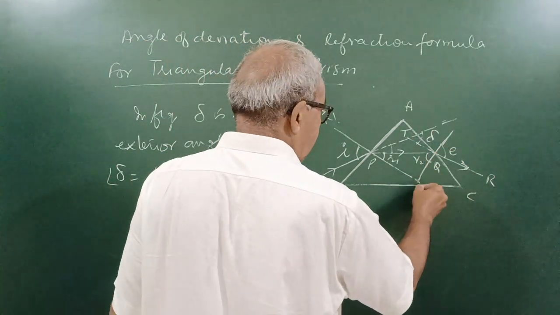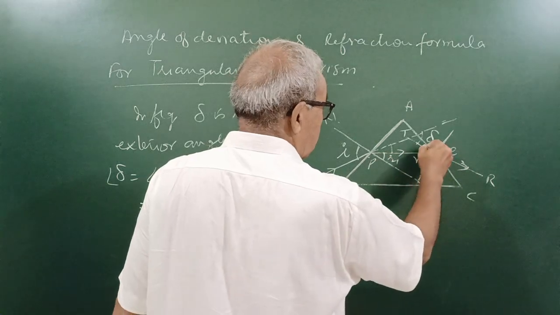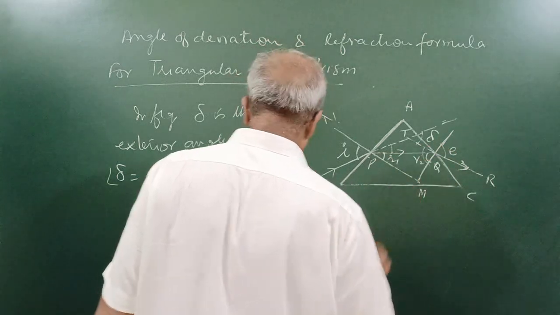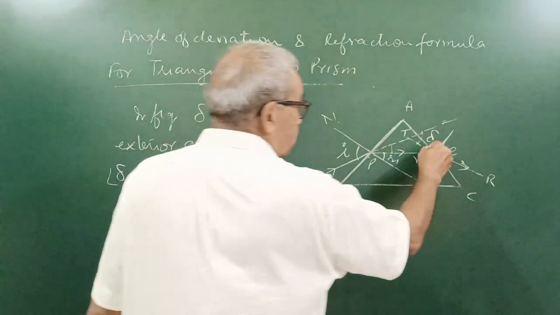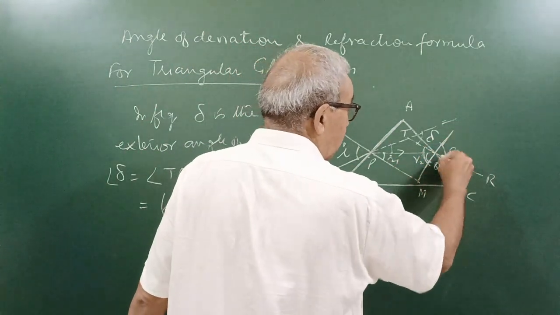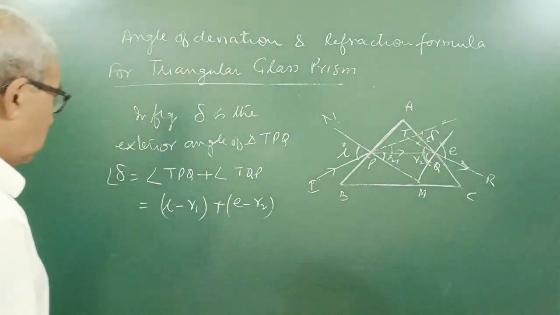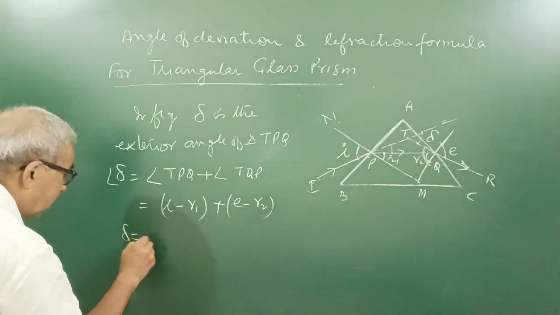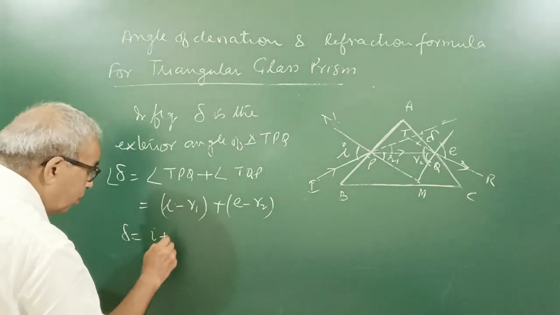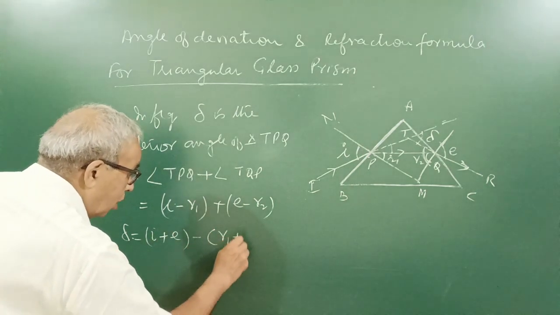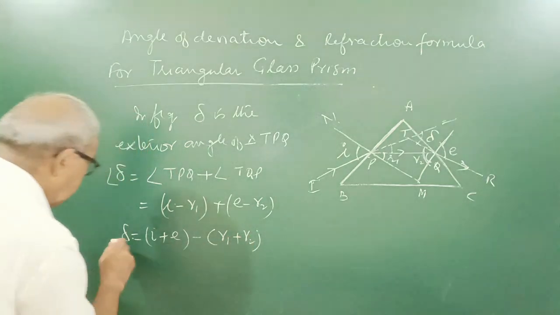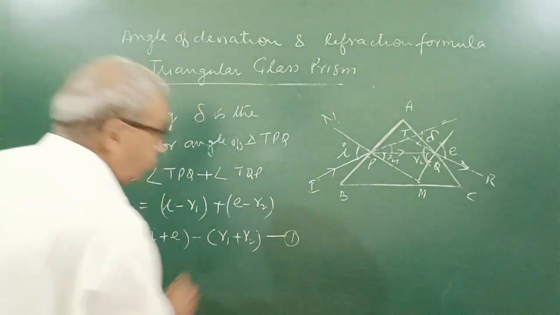TQP is this angle, so it is this minus this. So it is E minus R2. This whole angle is E because vertical opposite angles are equal. Or delta I can write simply like this: I plus E minus R1 plus R2. This is equation 1.